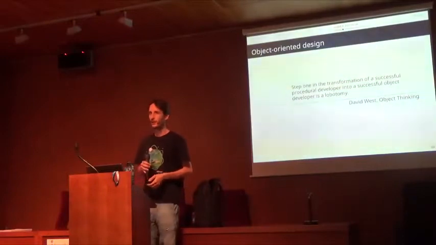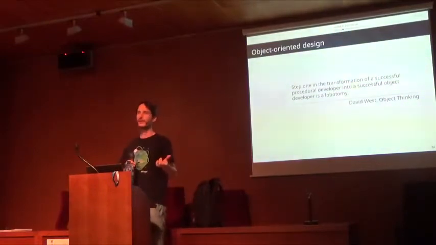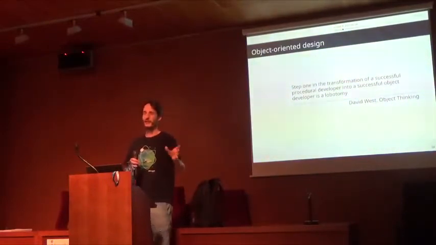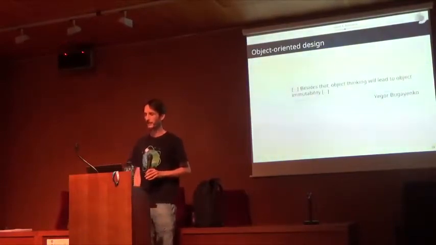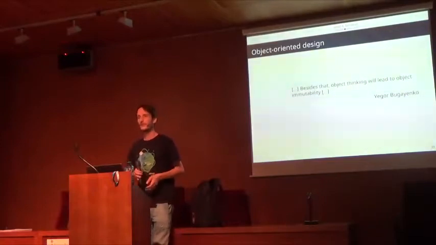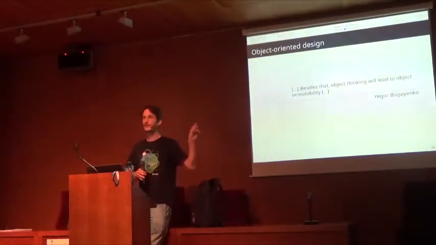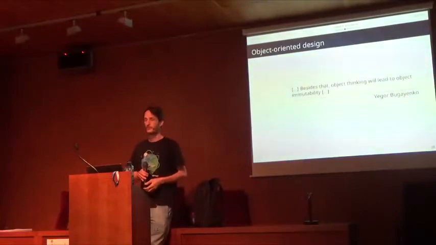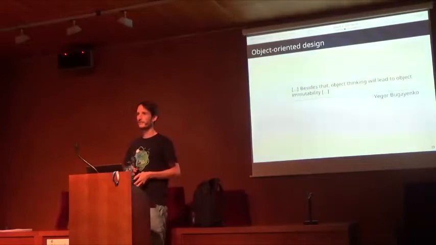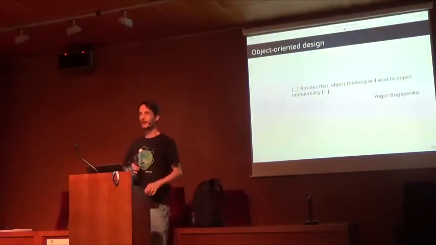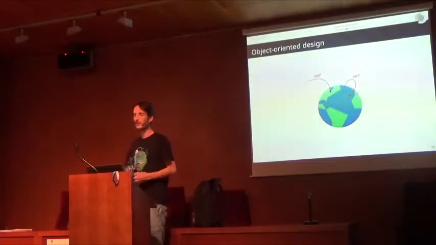Essentially, if you want object thinking, you shouldn't design objects as simple data containers. And that's something that really goes well with functional programming. And all of these quotes are actually from object-oriented people, not from FP. So, besides that, object thinking will lead to object immutability. Even object-oriented development will lead at some point to immutability, but the problem is how.